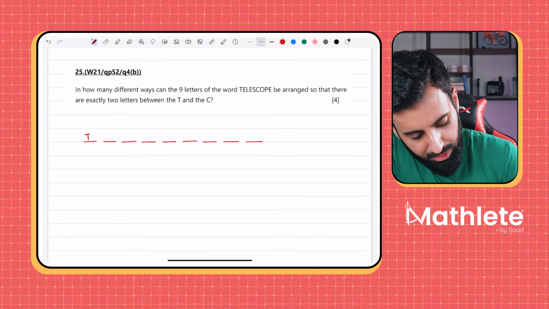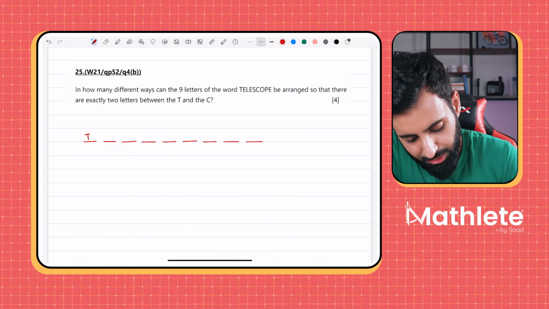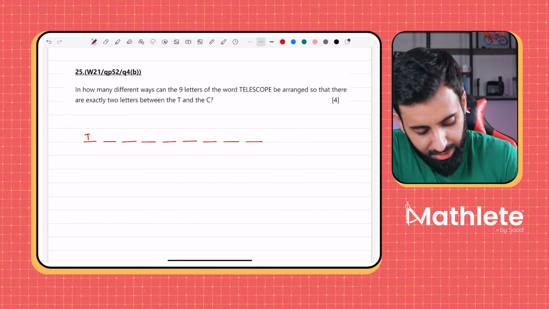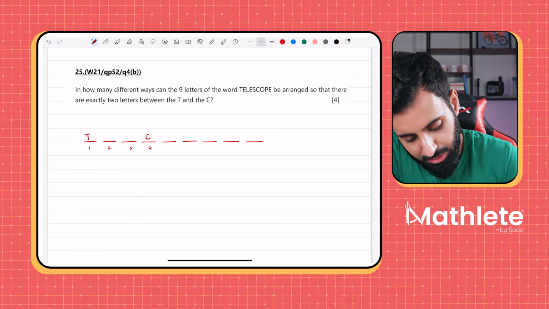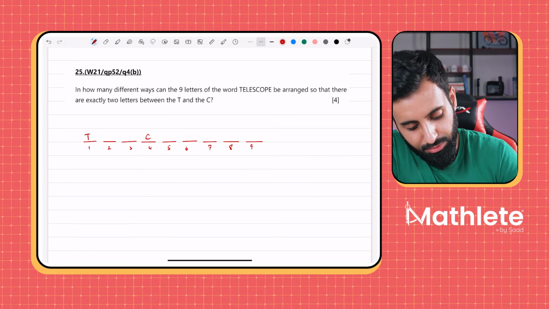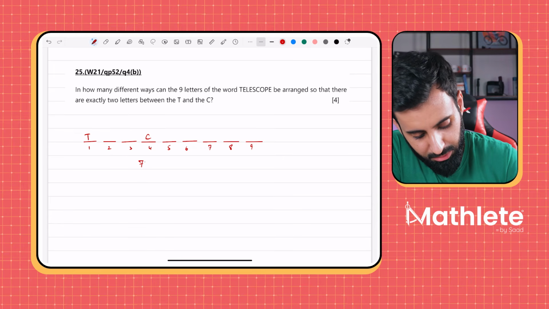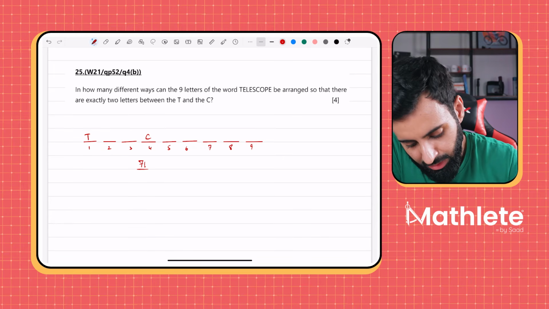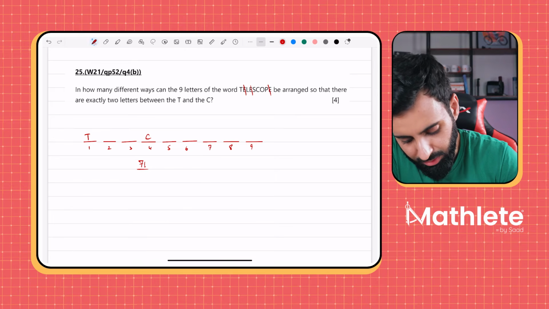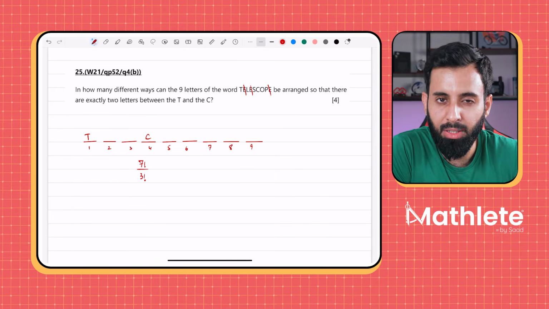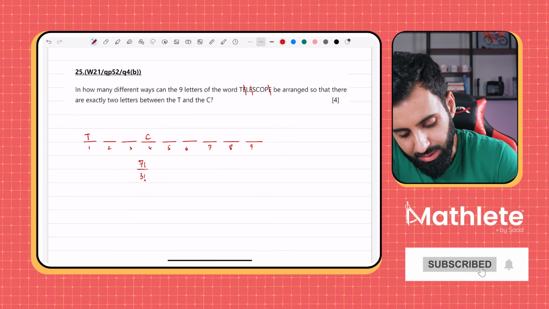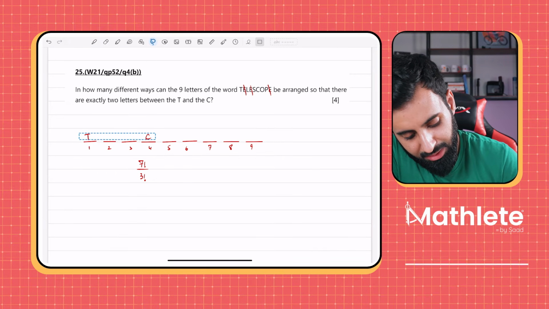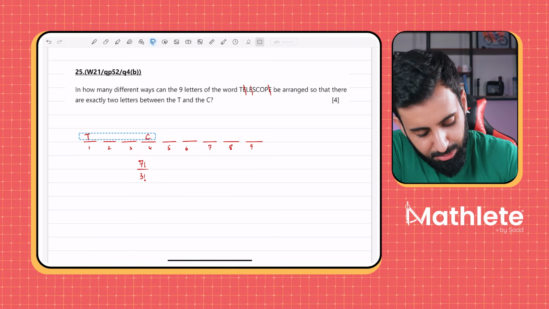So here is the first letter. And then remember, we have to keep how many letters in between? We have to keep exactly 2 letters. So here is C. So it's a good idea to number the spaces. 1, 2, 3, 4, 5, 6, 7, 8, 9. So from the 9, 2 are gone. So that means now we're down to 7. So that's 7 factorial. And I believe the letter E is repeating 3 times. So that would be divided by 3 factorial. Is there any letter that's repeating? No. Now, once again, there's no such thing in the question which says that the T and the C have to be in the 1st and 4th place respectively.